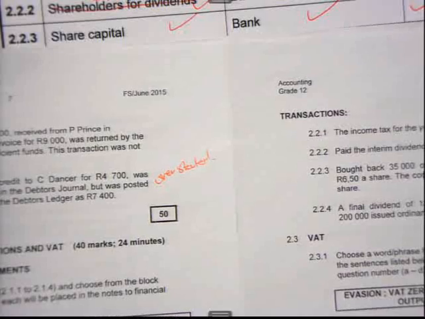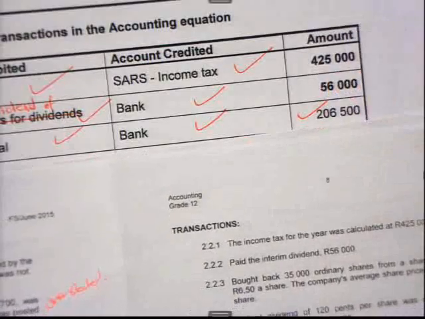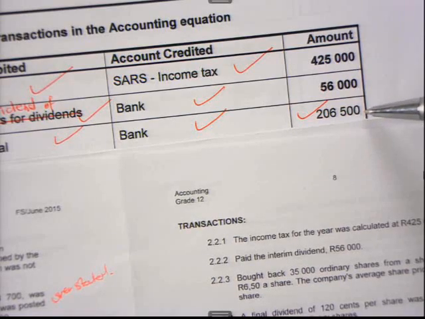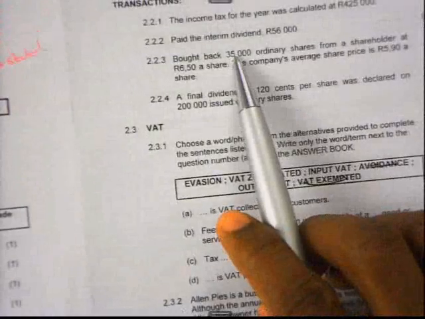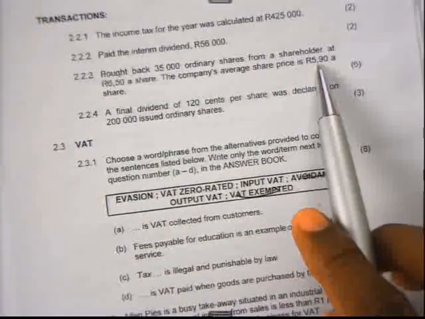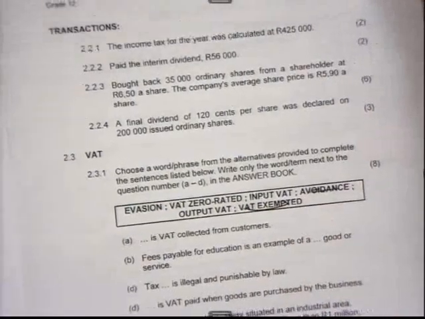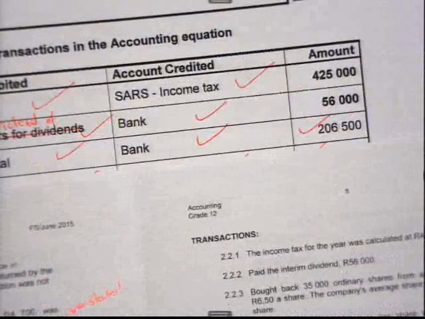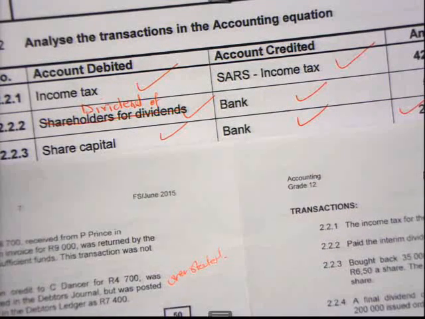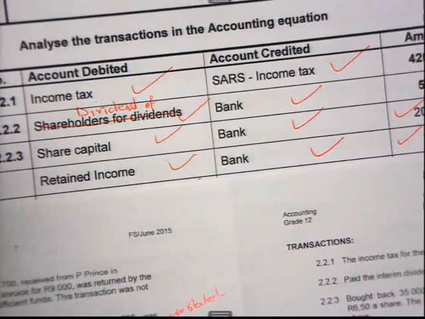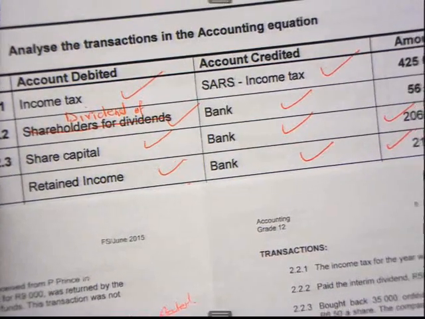Then under amount, you should have 206 Rand 500 Rand. 206 500. You took the 35,000 ordinary shares, multiply them with the average. All right. Then I said it's 4 accounts, so those are the first 2 accounts. All right. Debit share capital, credit bank. Next, you will debit retained income, 1 mark, and then credit bank, 1 mark.